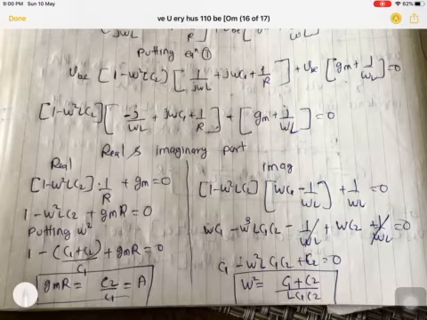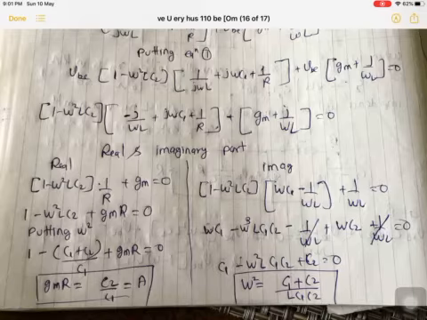Now comparing the real part, 1 minus omega square L C2 times 1 by R plus Gm equals 0. Solving this, it becomes 1 minus omega square L C2 plus GmR equals 0. Now putting the value of omega square calculated earlier in this, GmR comes out to be C2 by C1. GmR is the gain of the Colpitts oscillator. So with this, the Colpitts oscillator is completed.